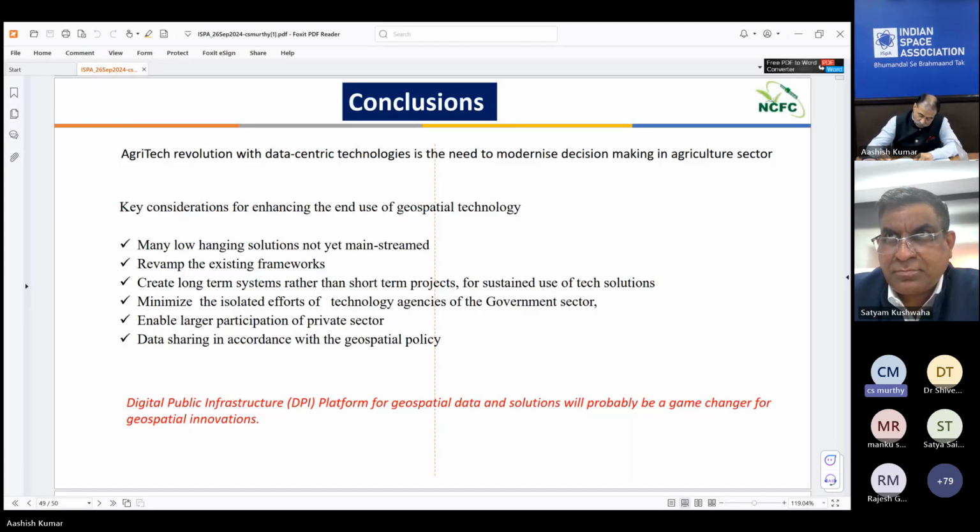We are one of the largest consumers of remote sensing data. So given the Government of India's policy of self-reliance, Atmanirbharta, why can't we have our own indigenous remote sensing systems? Anyway, our consumption is going to be much larger in the years to come. So I once again thank you all for spending your time and for your patient hearing. Thank you very much.